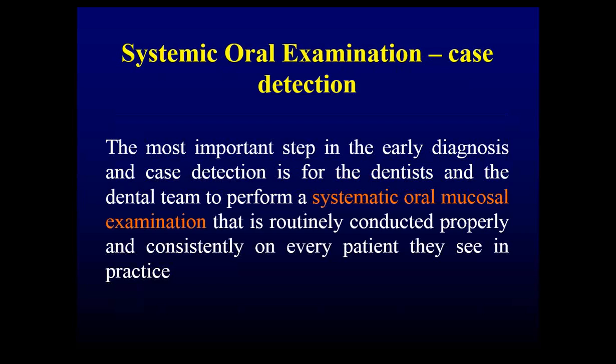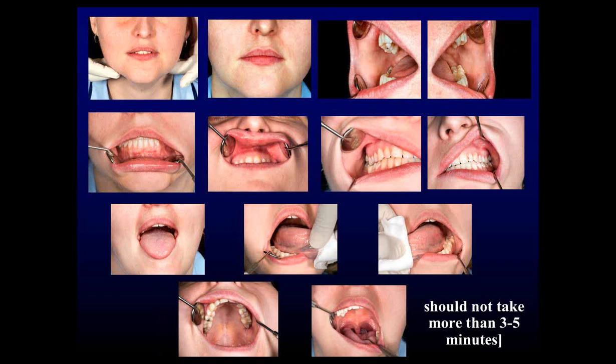But even just before biopsy, there's one step earlier which is very important and very helpful in most cases, and that is to do a proper systematic oral examination. As you can see in this diagram, it hardly takes 3 to 5 minutes, but it's very important because by doing so, one would be able to identify most of the oral lesions which might be precancerous or any pathology present in the oral cavity.